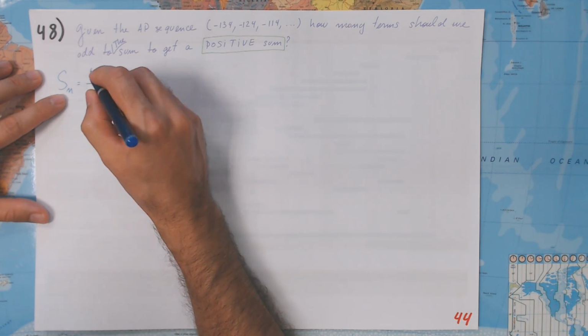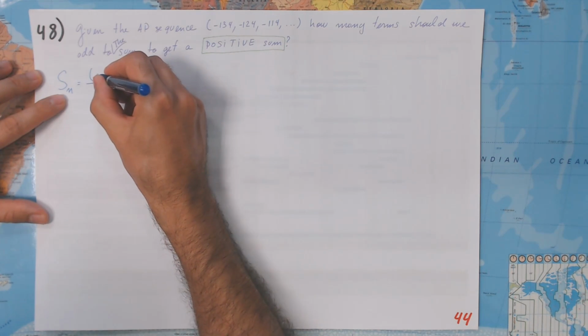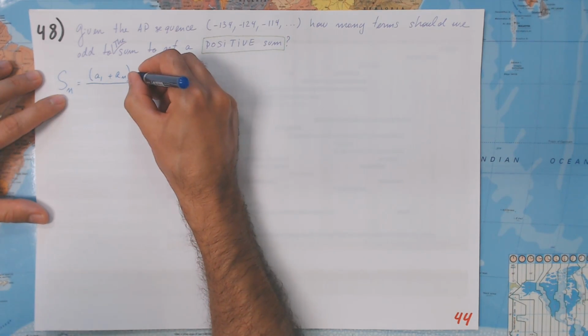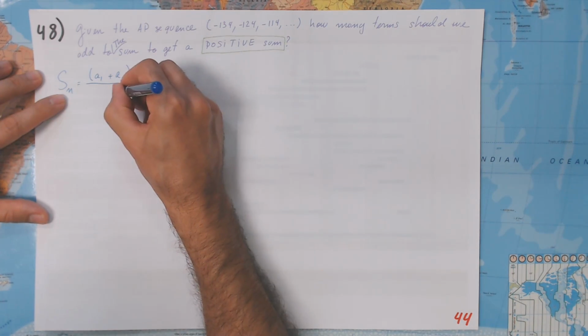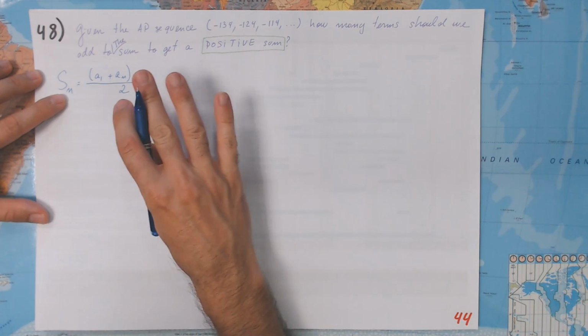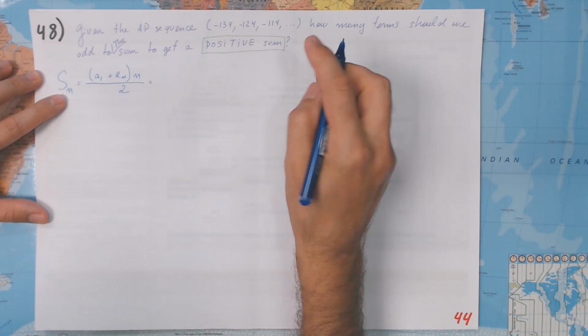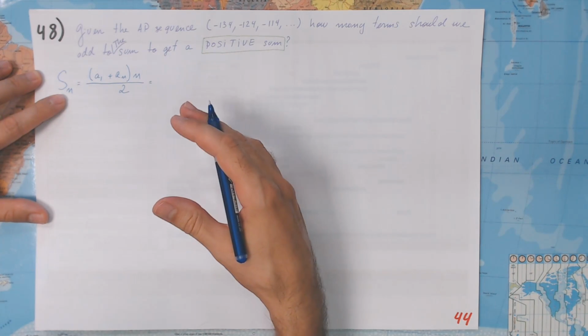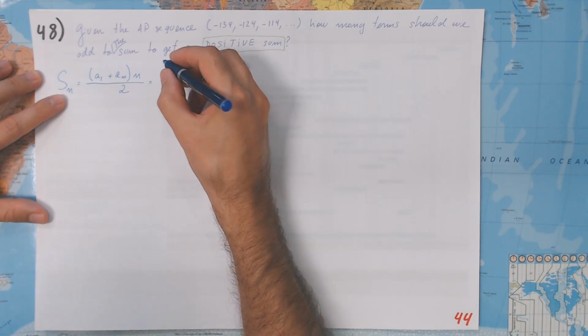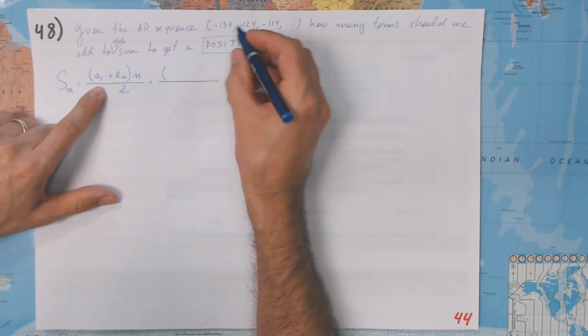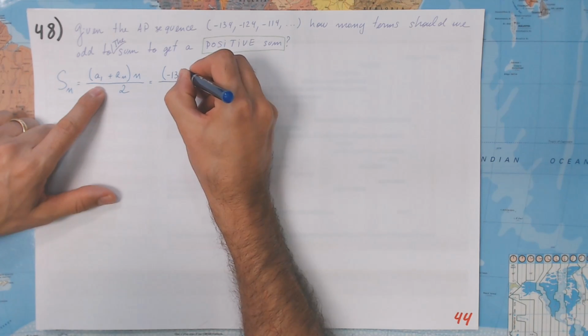What is going to be that sum? It is going to be a1 plus an, the last one, multiplied by n, divided by 2. But that doesn't help us anything. So let's plug in all the information we can. Now, what is a1? Minus 134.